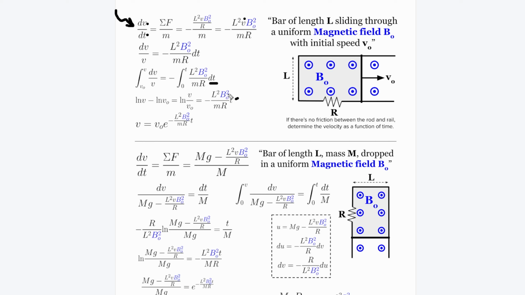Between 0 and t, that just gives me t. So I get this right here, and I could write the difference of logs as the log of a ratio. How do I solve this for v? I'm trying to solve for v. This here is my v that I'm solving for.